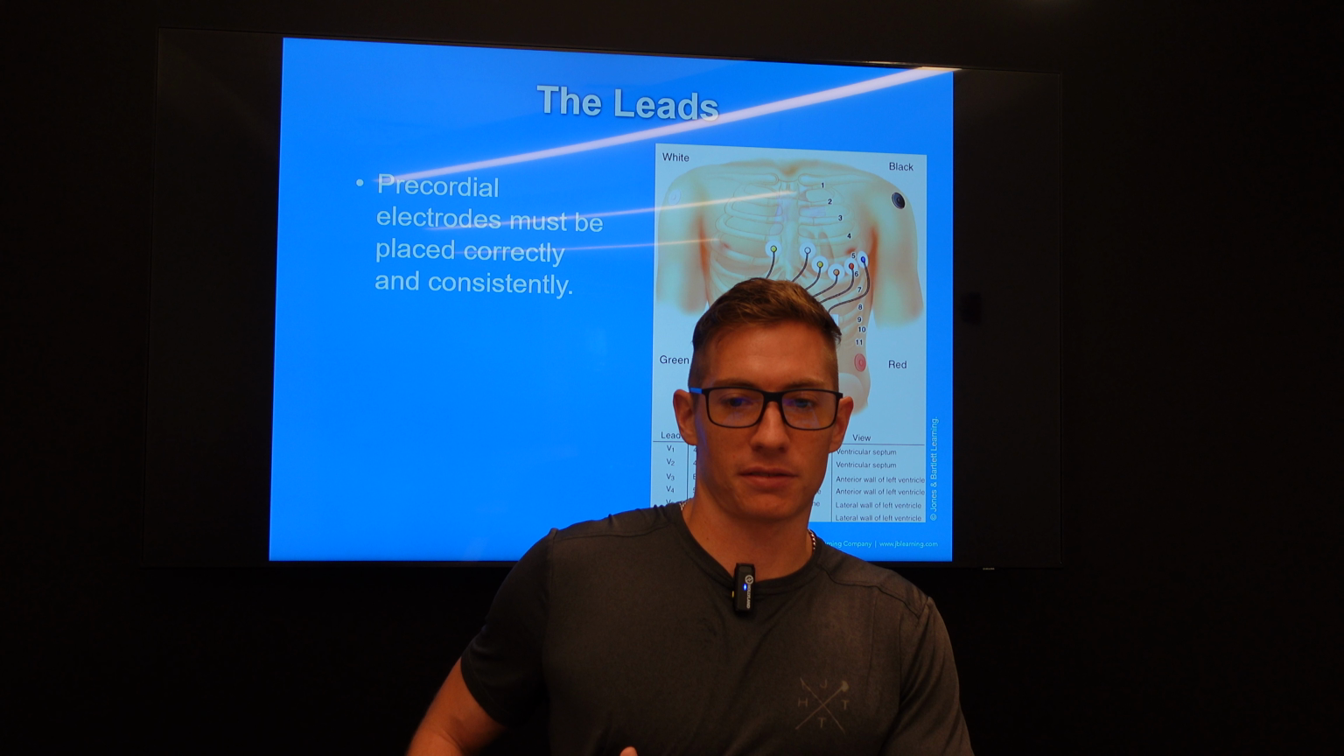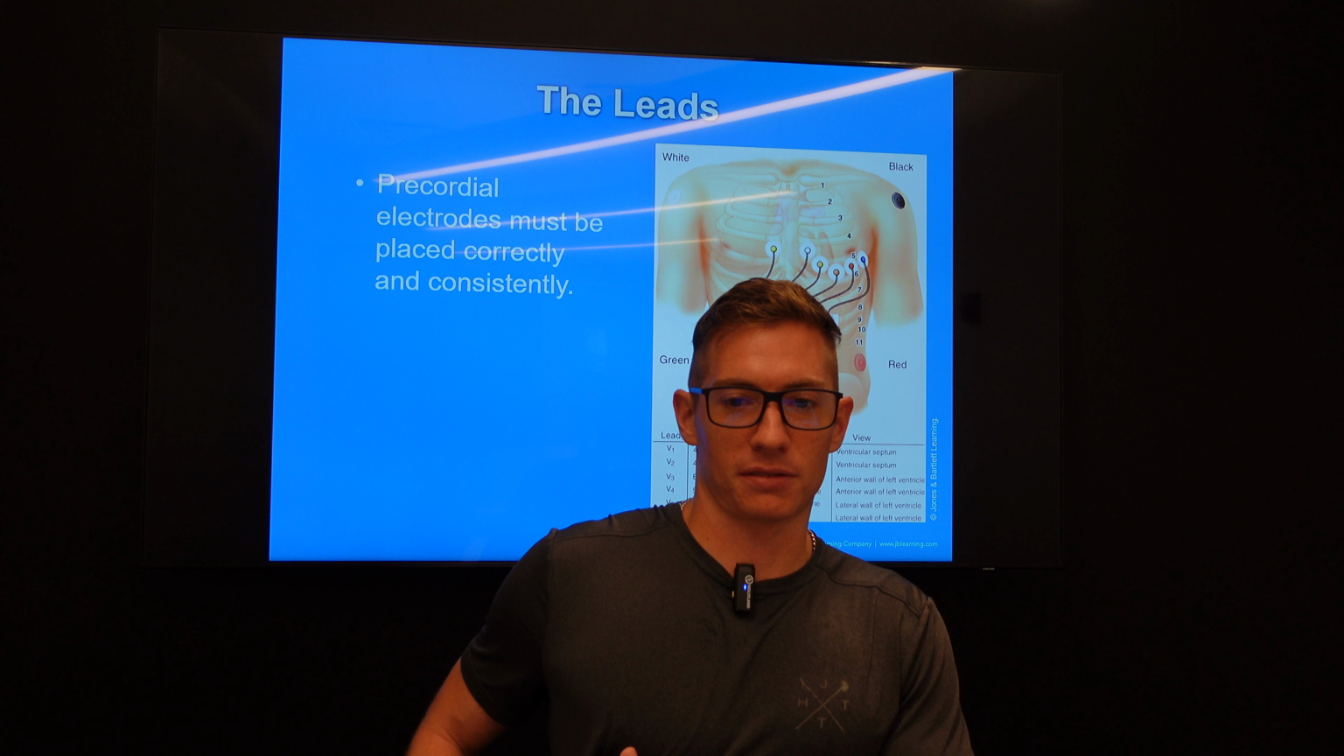Okay, I feel a rib. Go a little bit down. Okay, I feel a rib. That's another intercostal space. Keep going down. Boom, I'm at the 4th intercostal space. This is where V1 and V2 go: the 4th intercostal space to the left of the sternum and right of the sternum. So these are going to be symmetrical.